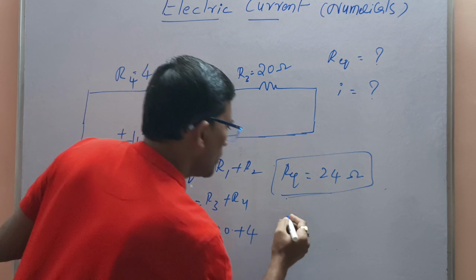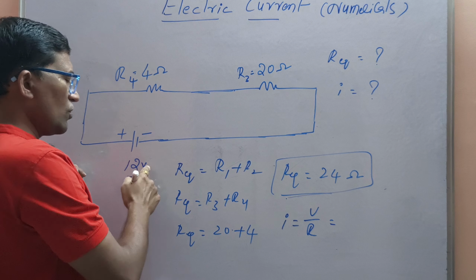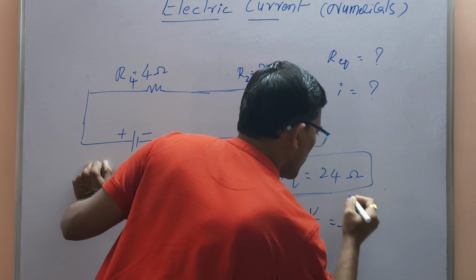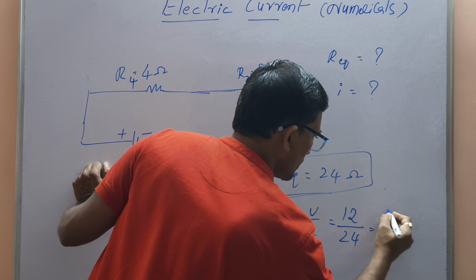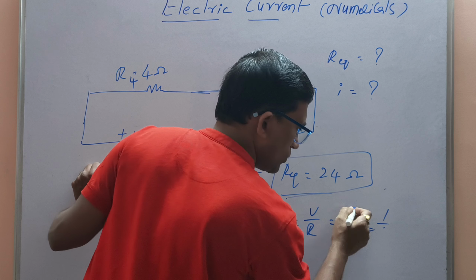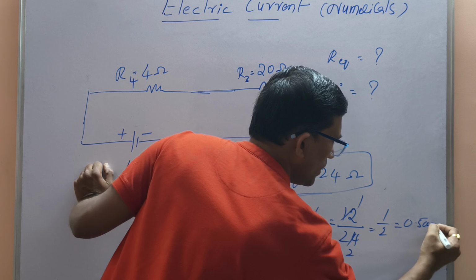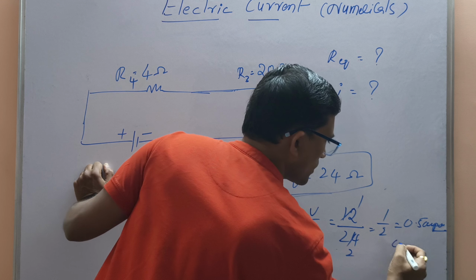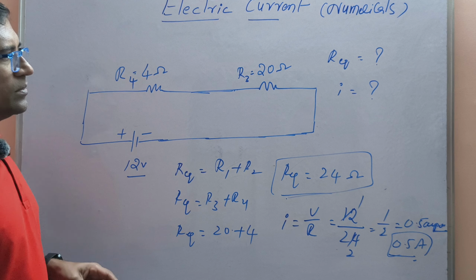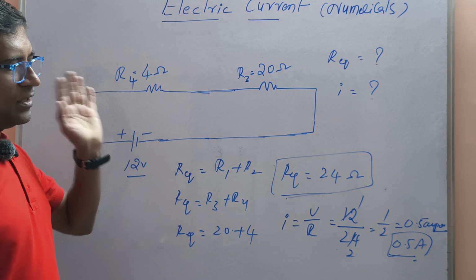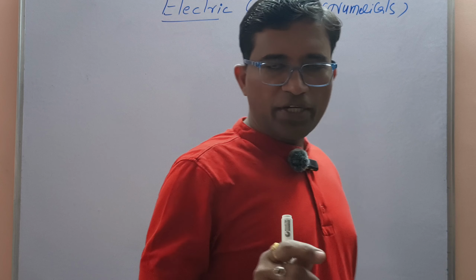Then I have to find out the current. Current I is equal to V by R. So V is how much? That is 12, divided by R equivalent, you have to substitute, that is 24. That is 1 by 2, nothing but 0.5 ampere, or 0.5 A you can write. So this is the problem. I think all of you understood, this is very easy. Okay. Till now we completed 5 problems.